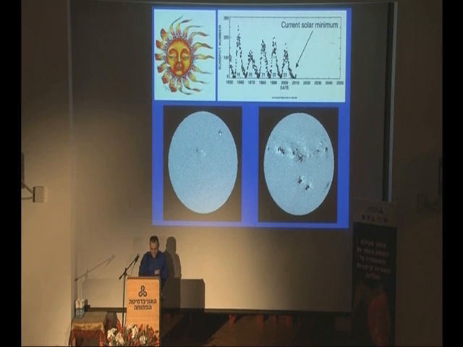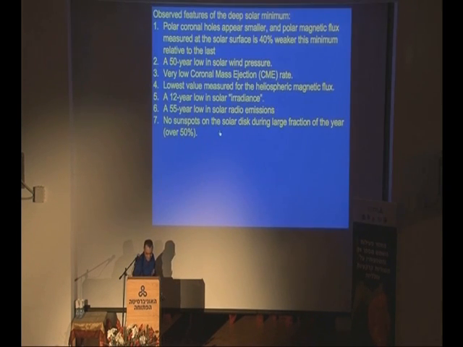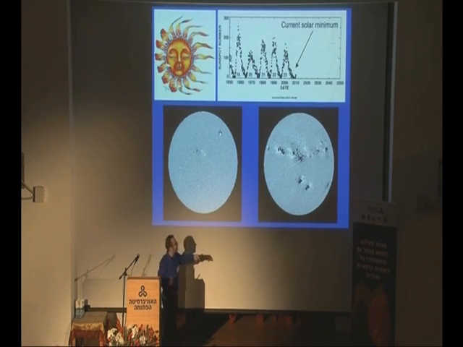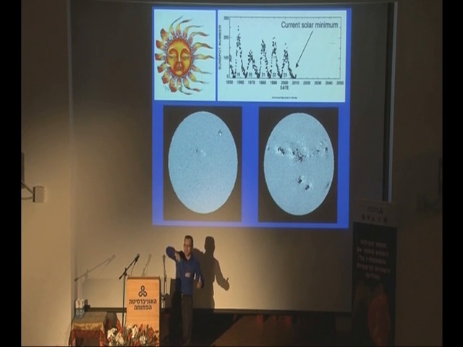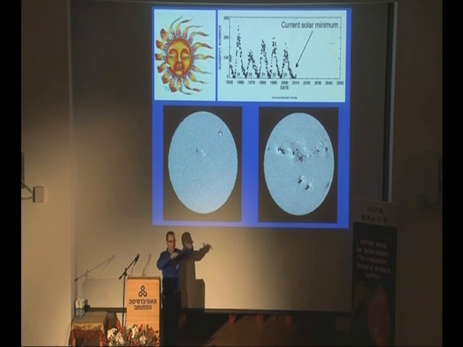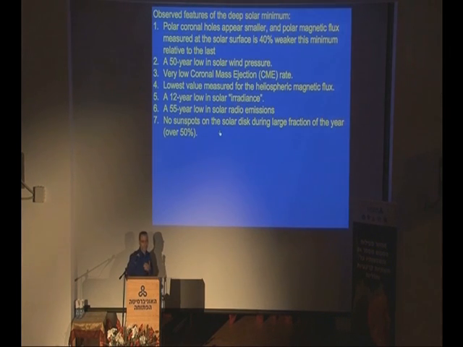Okay. This is interesting. So I'll just briefly mention that some people said it seems like the cycle starts in one hemisphere, but it's still starting in the other one. So there's an asymmetry in terms of the cycle. So some features of the deep solar minimum.